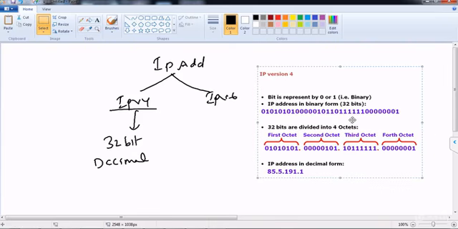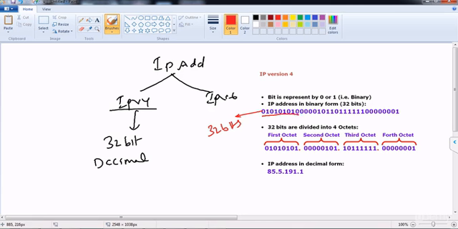Let me take this down here. For IP version 4, I have a sample address here. IP version 4 is actually a 32-bit address. You can see it's 32 binary digits, but these 32 bits are classified into 4 portions. This is my first portion, my second portion, my third portion and my fourth portion, where each portion has 8 bits and each portion is separated by a dot.